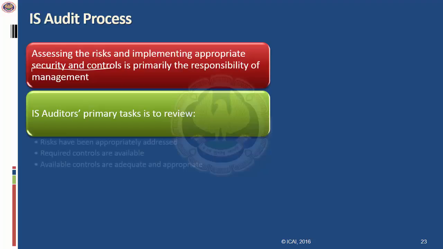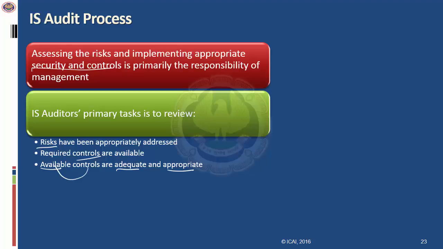So when you're doing an IS audit, what are the key areas? The focus is on the risks and on the controls, and you check the 3 A's pertaining to controls, which is whether controls are available, whether controls are adequate, and whether the controls are appropriate. These are the three key things you will be looking at.